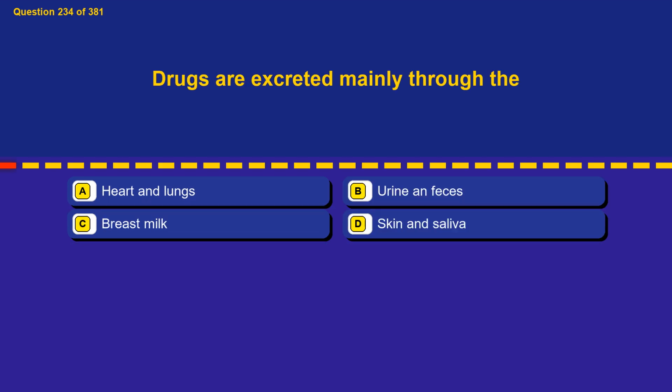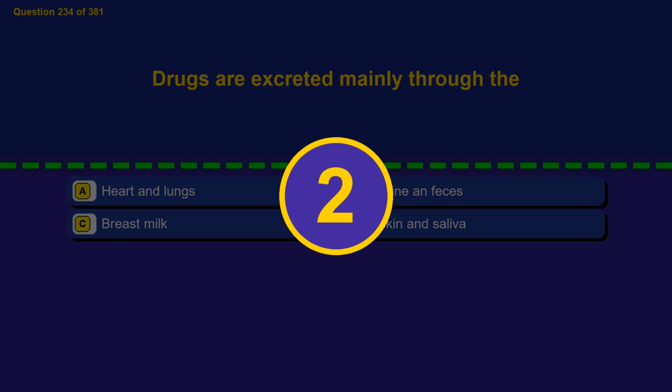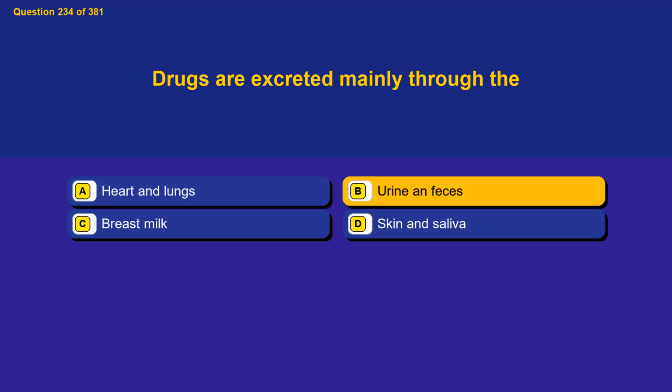Question 234. Drugs are excreted mainly through the: option A, heart and lungs. Option B, urine and feces. Option C, breast milk. Option D, skin and saliva. The correct answer is option B, urine and feces.